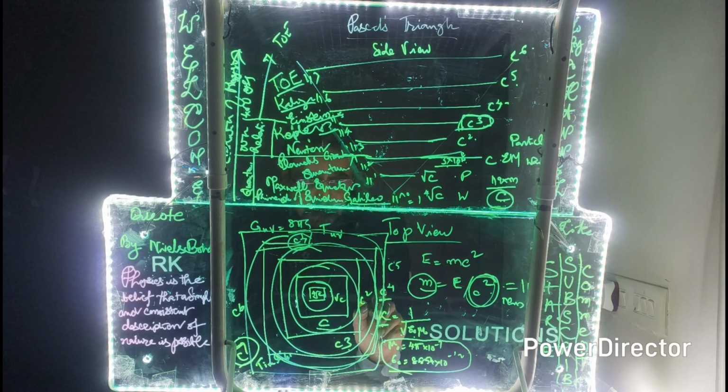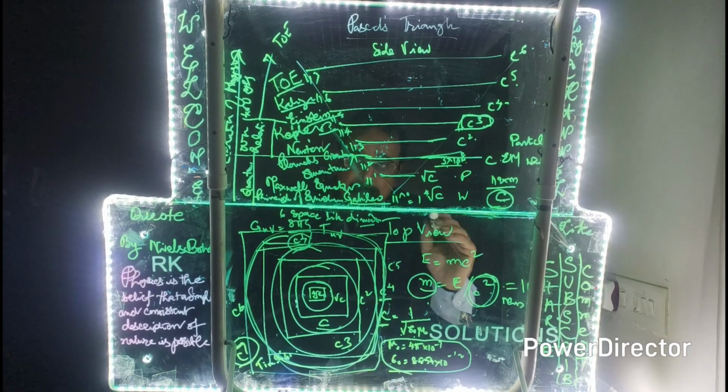C6 will be 6 space-like dimensions, right?